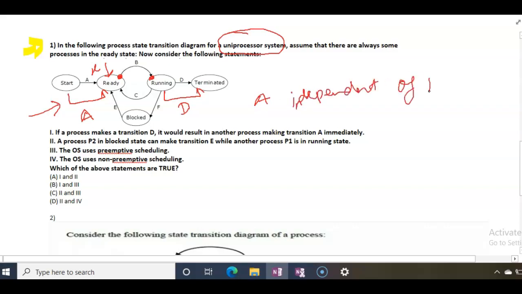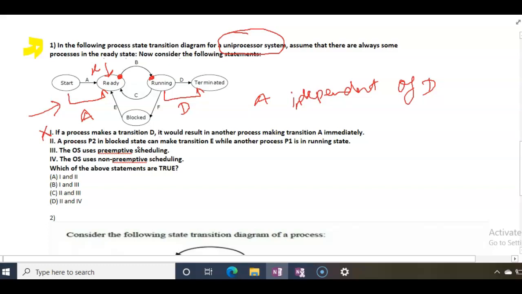of D, because from ready to running and from start to ready, these are the responsibilities of the short-term and long-term scheduler respectively. So this does not affect transaction D. So this statement is wrong actually. So we can say this is not a correct statement. Now moving to the next statement.